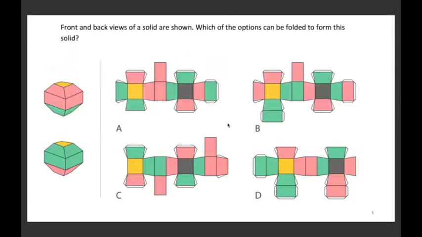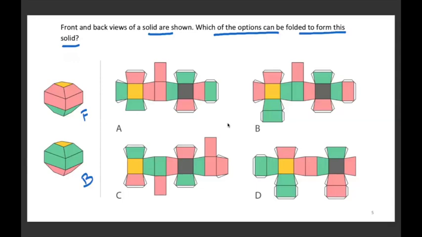Front and back views of a solid object are shown. Which of the option can be folded to form this solid? हमको front दिया है और back दिया है एक solid का. हमको उसका surface development. When you open this solid, what kind of surface development we'll get? वो ढूंढना है. One answer is correct here. Okay. Here, now let's do this.